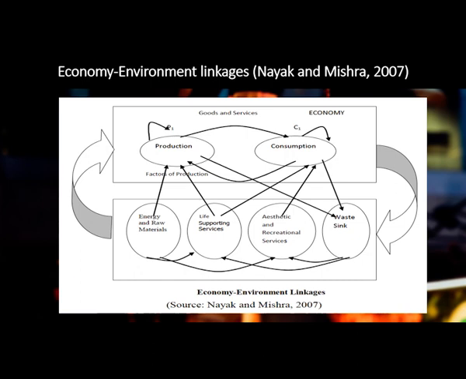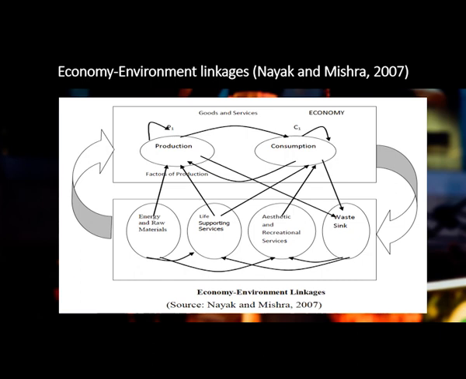You see in this figure the upper part represents the economy and the lower part represents the environment. And the upper part, the economy, can be divided into two sectors: one is the production sector, another is the consumption sector. The production sector extracts various factors of production from the natural environment as well as from the consumption sector and transforms these into goods and services that are consumed by the consumption sector.